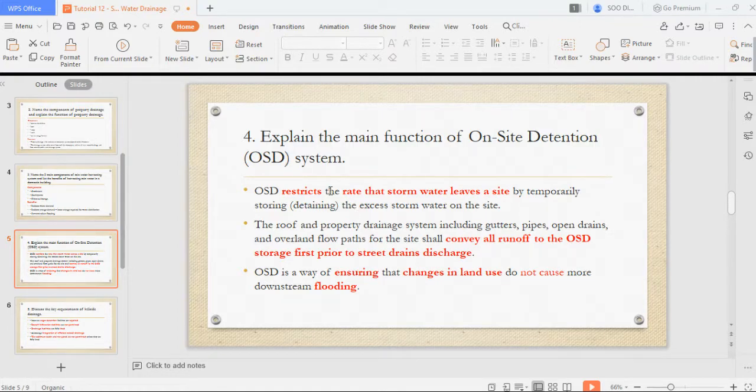So usually on-site detention you might find in a taman, if you look around. There will be some sort of man-made lake, and when it's raining season, you'll see that there's water, and when it's off raining season, you'll see that this concrete lake, which is usually very small, won't have any water in it.